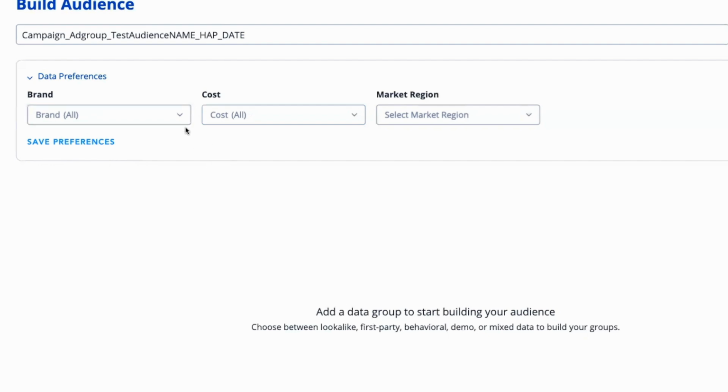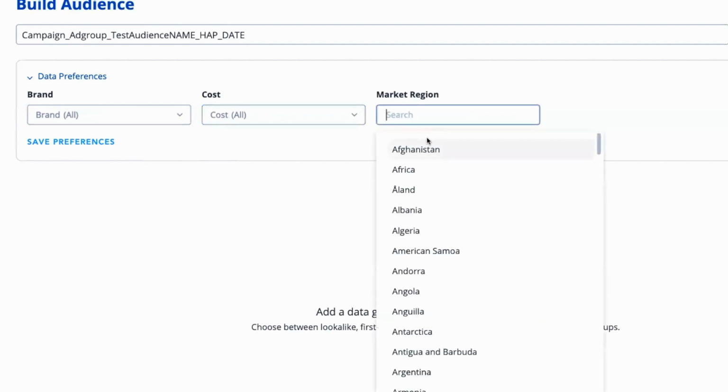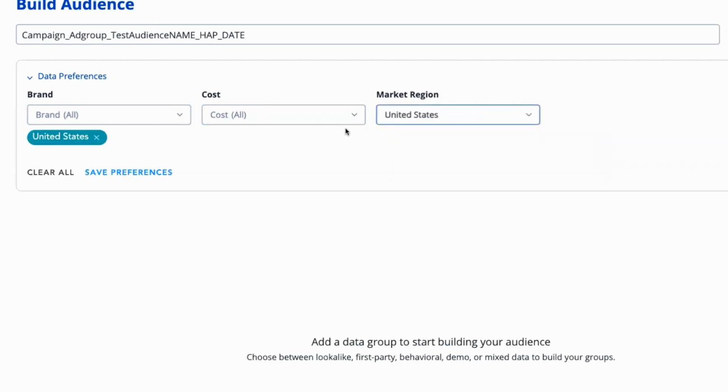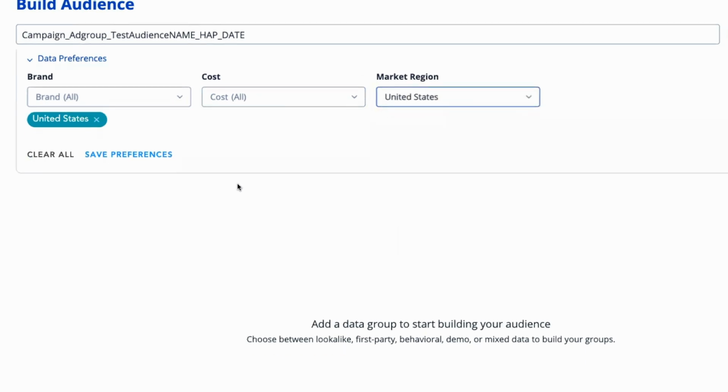So you're going to come in your DMP and you're going to be like, okay, so I want to target people in the US. Okay. So let me go ahead and add United States so that all of the segments that come up are only going to show the United States. Well, it's supposed to be.